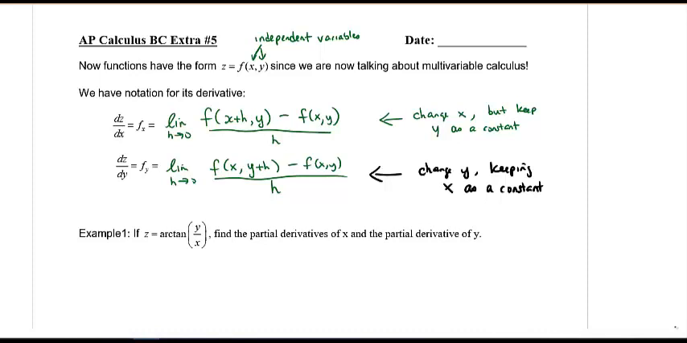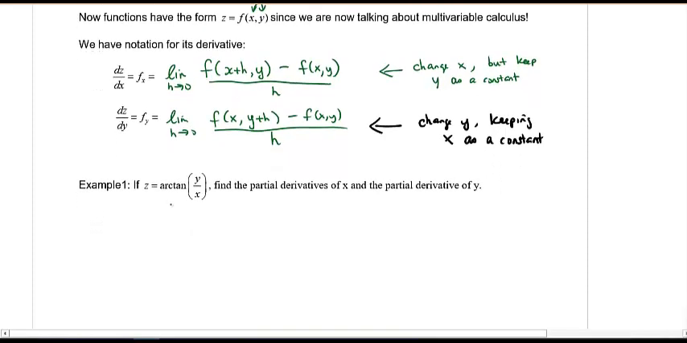So here we go. Example number 1. If z equals the arctangent of y over x, I want you to find the partial derivatives. That means I want you to find f sub x and the partial derivative with respect to y, which is f sub y. We'll do f sub x first. This means we keep x as my variable and make y my constant. So think of it as arctangent of some number divided by x. The derivative of arctangent, once again, is 1 over 1 plus y over x all squared. Remember that? Hopefully you do. If not, look it up.